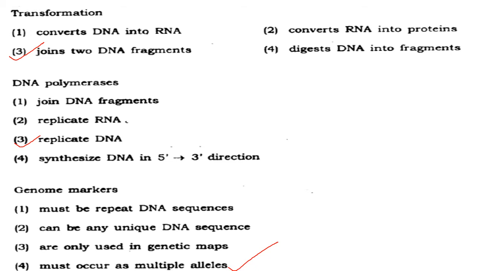Genome markers must be option 1 must be repeat DNA sequences, 2 can be any unique DNA sequences, 3 are only used in genetic maps, 4 must occur as multiple alleles. Option 4 must occur as multiple alleles is the answer.